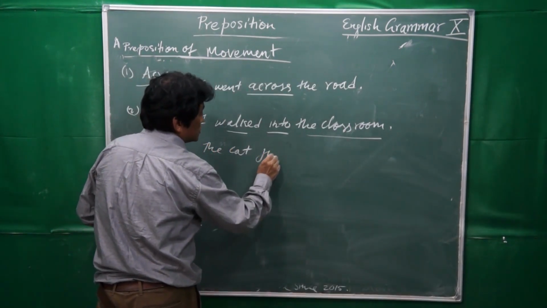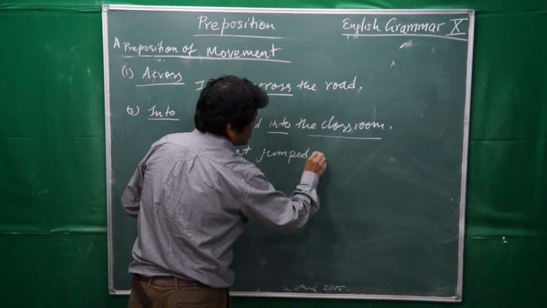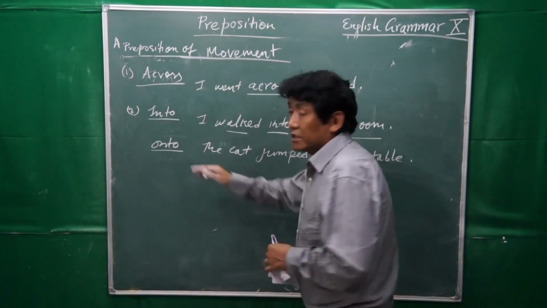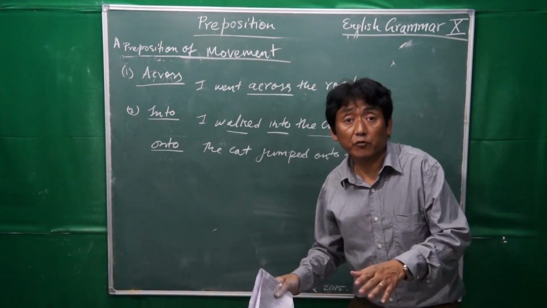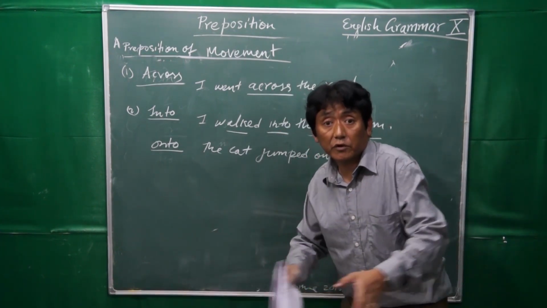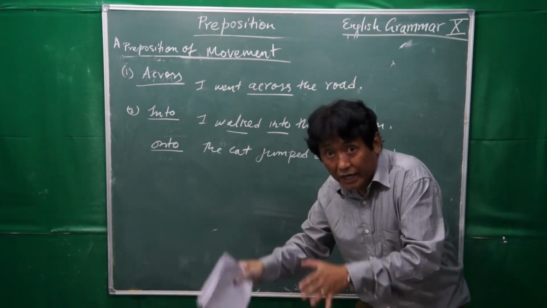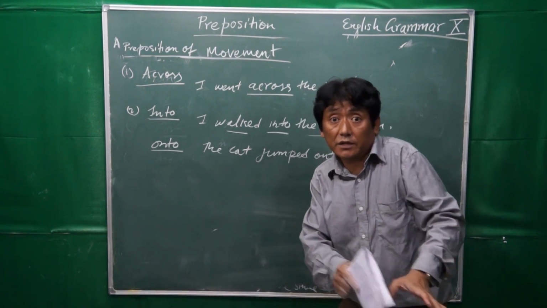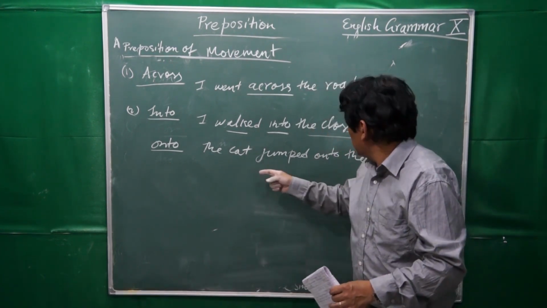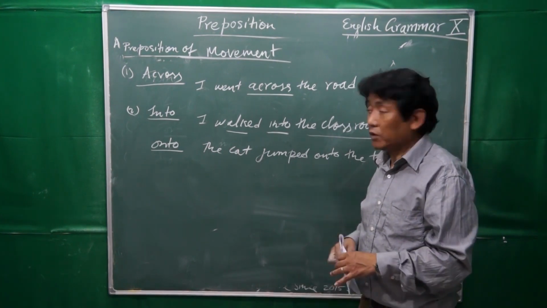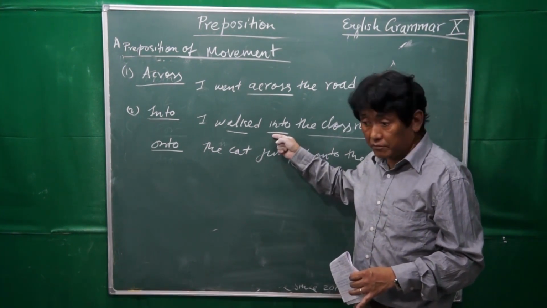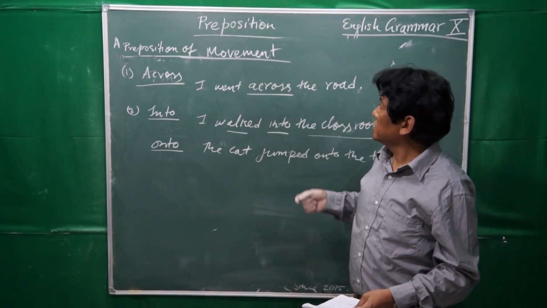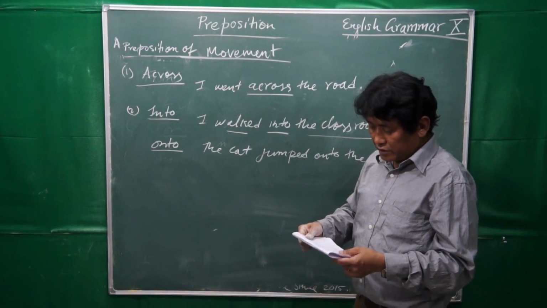the cat jumped onto the table, that means the cat was not on the table, it was somewhere else, maybe on the floor, maybe on the bed. The movement, the action of moving onto the table from something else is shown here by writing onto. That is why it is a movement, right? Into is also the same, right? That is how we use into as a preposition of movement, and across also we can use.